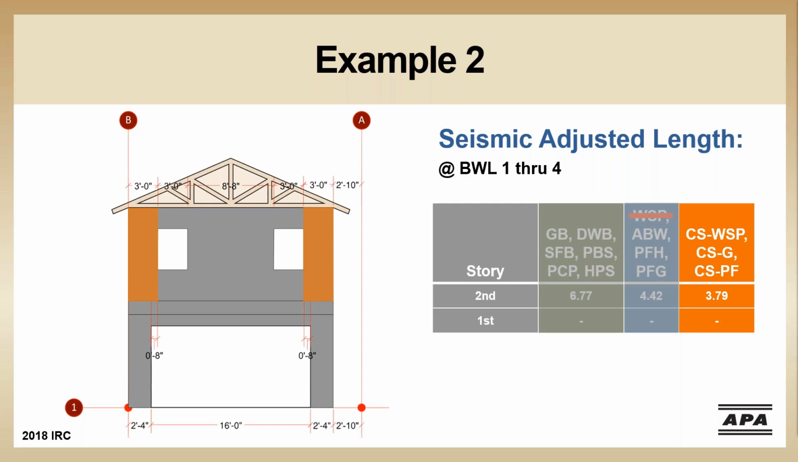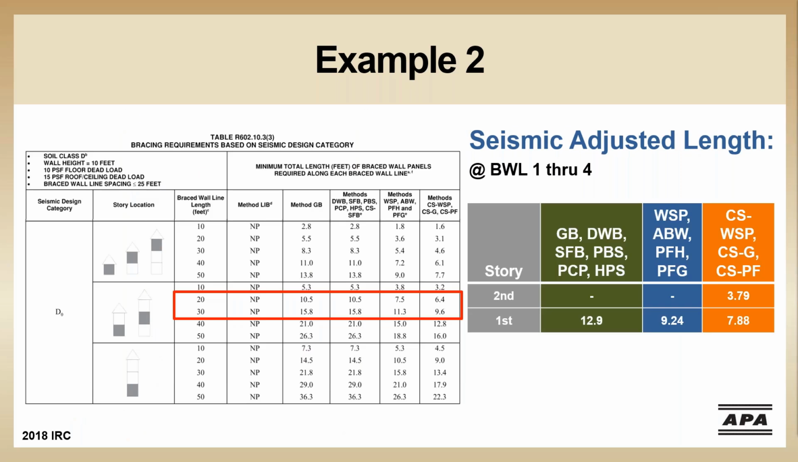Now, in seismic design category D0 through D2, mixing intermittent and continuous methods within a story isn't permitted. So keeping that in mind, we're going to need continuously sheathed braced wall panels at the rest of the second story, now that we've narrowed down our options on this line to only continuous sheathed methods. Let's move down to the ground floor on the same braced wall line, which has even less wall area.